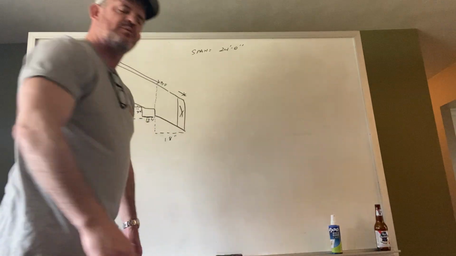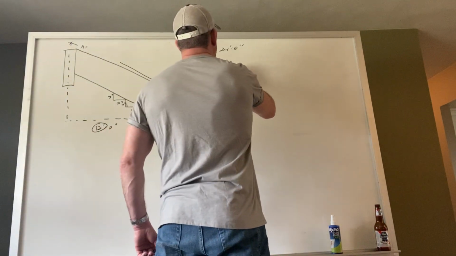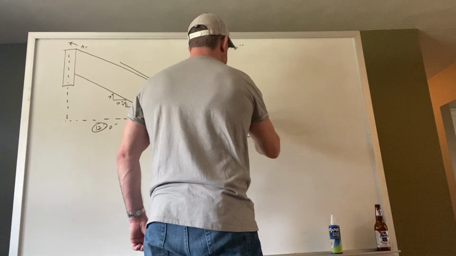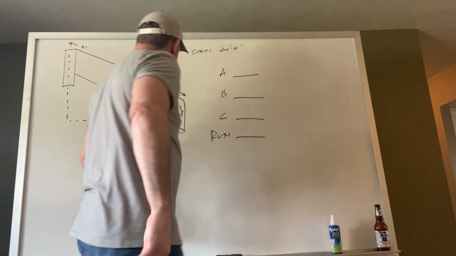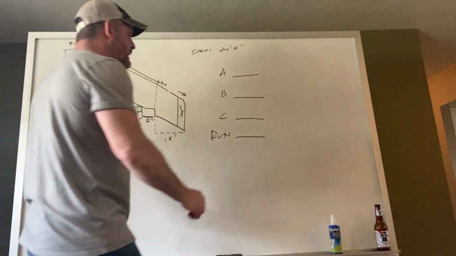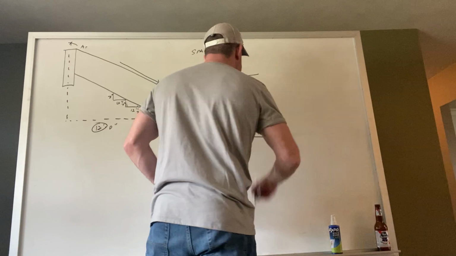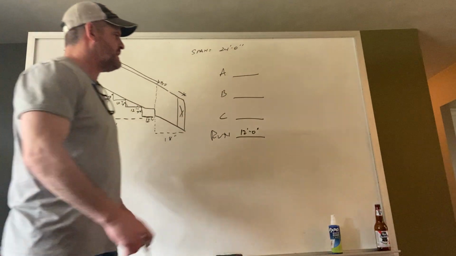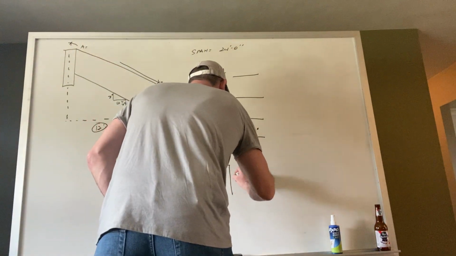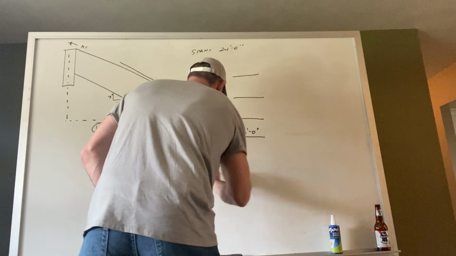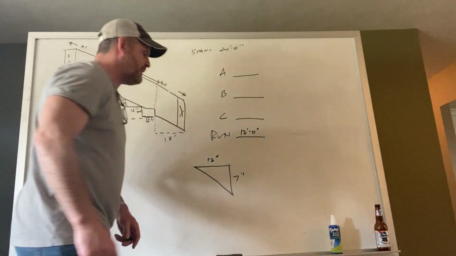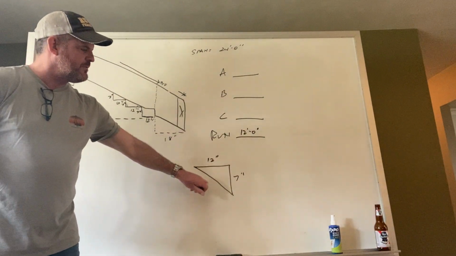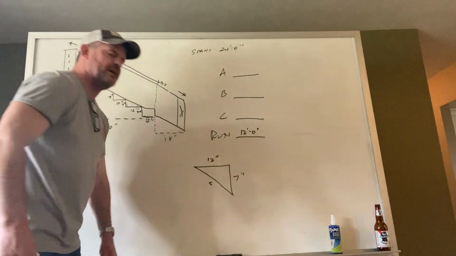First, let's write down what we need. I need my A, I need my B, I need my C, and I need my run. Those are the things that I need to solve for. We've already solved for our run, which is 12 foot, 0 inches. Next we need to solve for our C. What is our C? Our C is the hypotenuse of our unit triangle, right there, the 7/12 pitch.